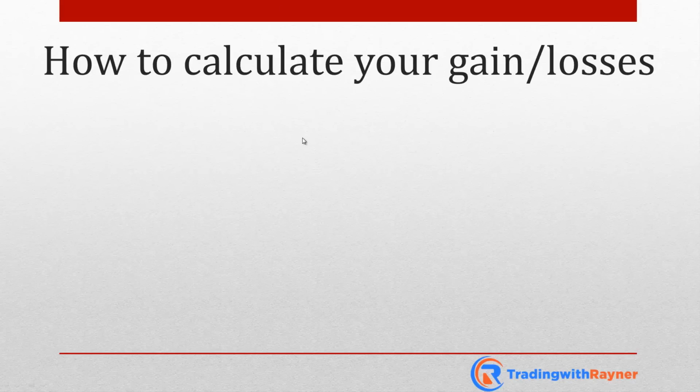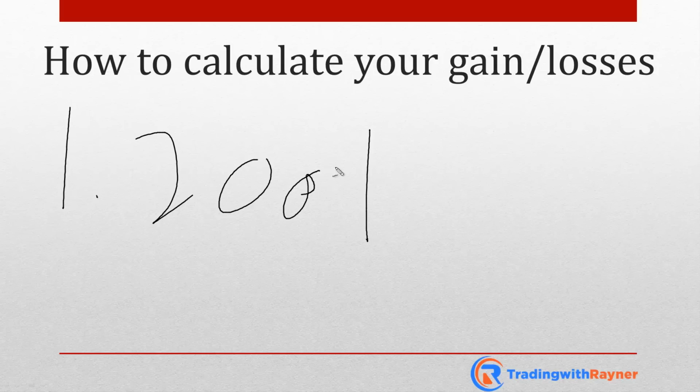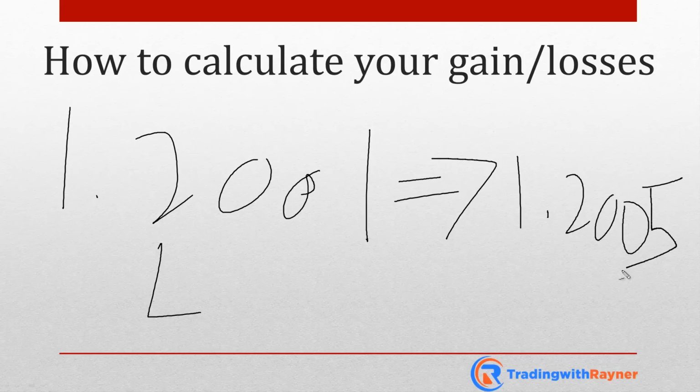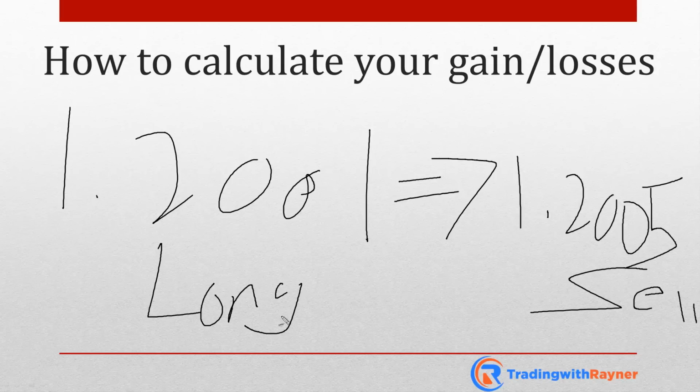So how do you calculate your gains and losses? Let me walk you through an example. Earlier we used the New Zealand dollar, but let's make it euro dollar, the most common currency pair. Let's say 1.2001 is the price that you buy at, so you went long, L. And this is the price that you sold at, 1.2005, call it S, sell. What is your gain on this trade? You can tell that you have earned 4 pips.